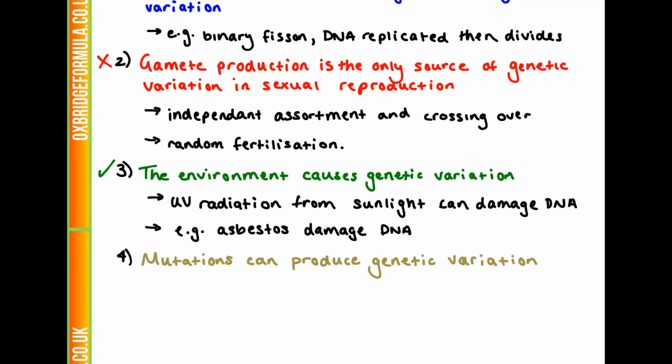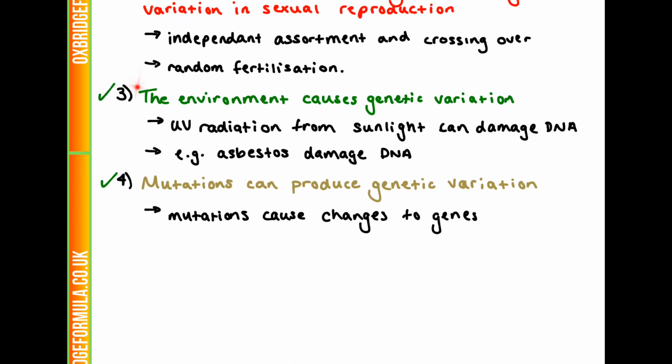And lastly, our last statement: mutations can produce genetic variation. Well, what do mutations do to our genes? They're going to change the DNA. Mutations, of course, change the genes, and therefore we have genetic variation. So that one is true as well. So out of our four statements, we know only 3 and 4 are correct, and therefore our answer is F.